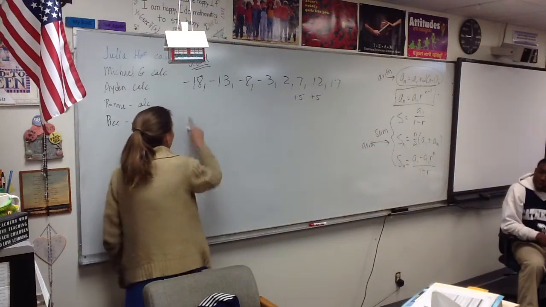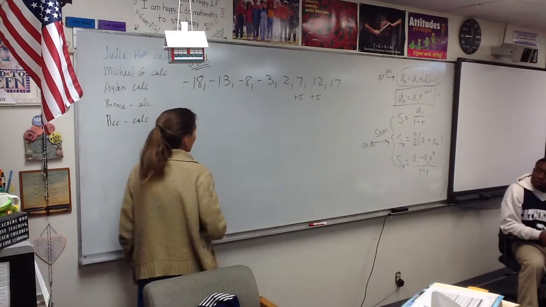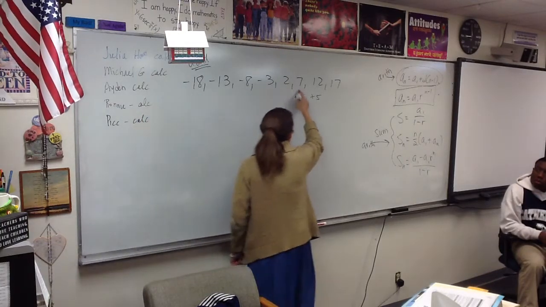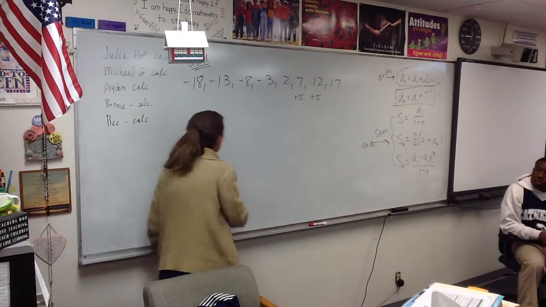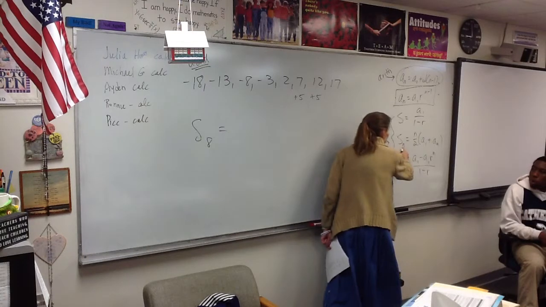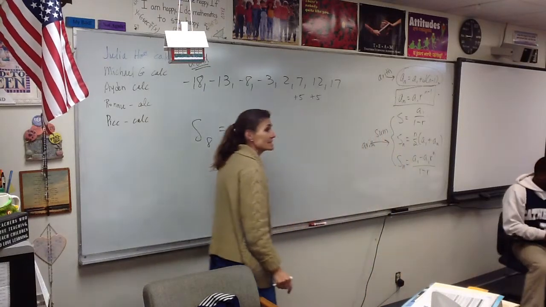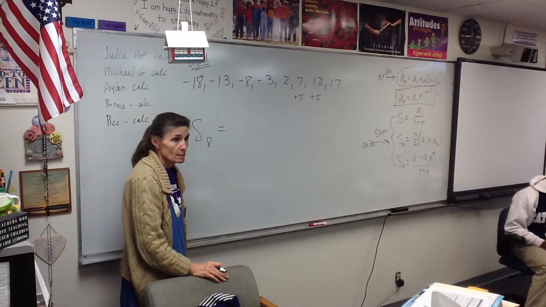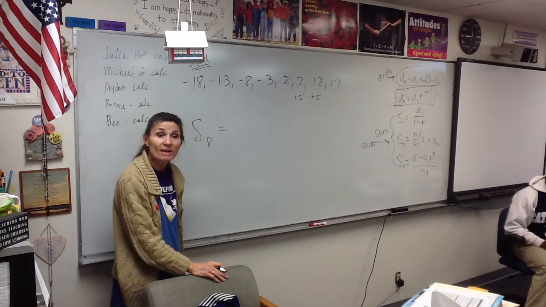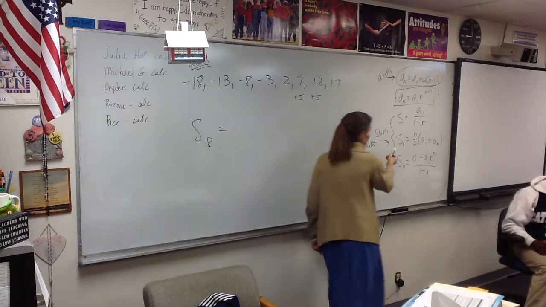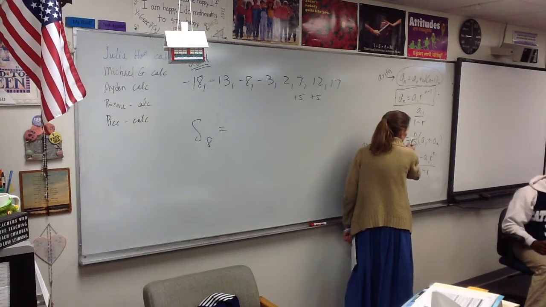Now, how many terms do I have in this list? Let's count them. 1, 2, 3, 4, 5, 6, 7, 8. So I am going to find the sum of 8 terms. N stands for the number of terms. So I'm going to find the sum of 8 terms. My formula says what? 8 over 2.